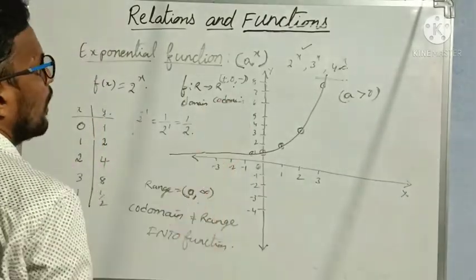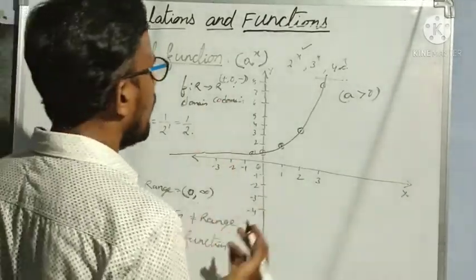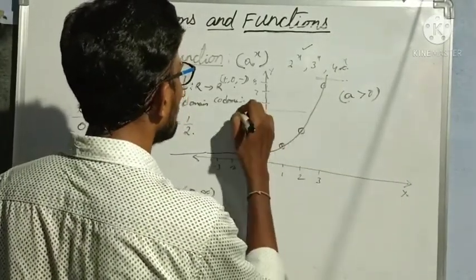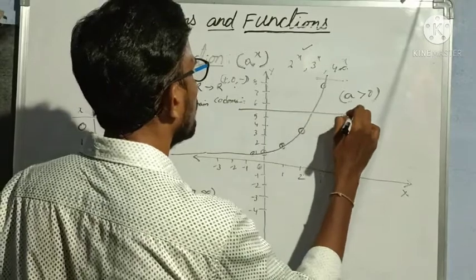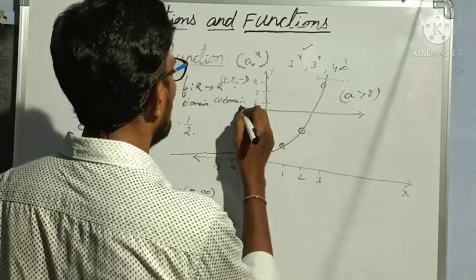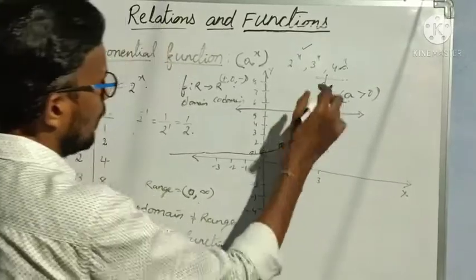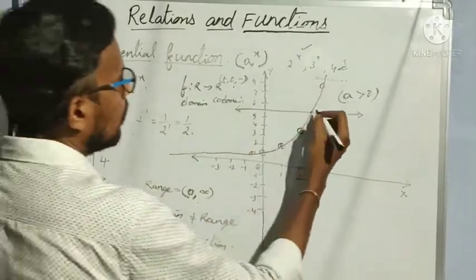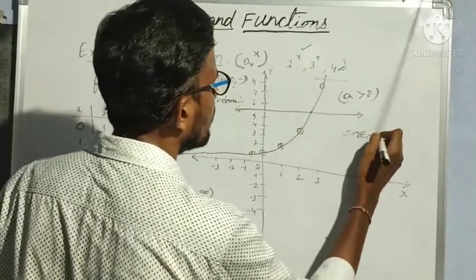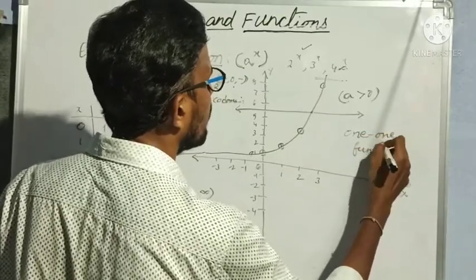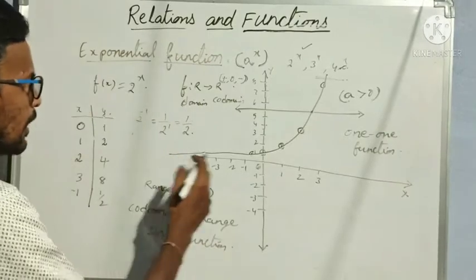Next, about one-one or onto. See here, let us go for the horizontal line test. Okay, this is my horizontal line test, meaning I am drawing one horizontal line like this. How many points of intersection am I getting? Only one point of intersection, so this function is what type of function? One-one function.